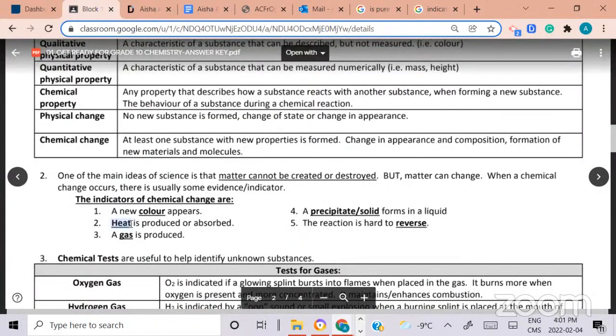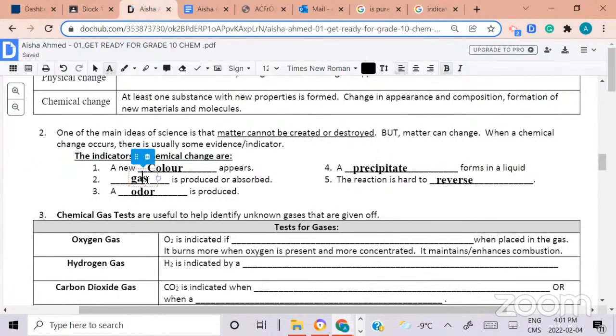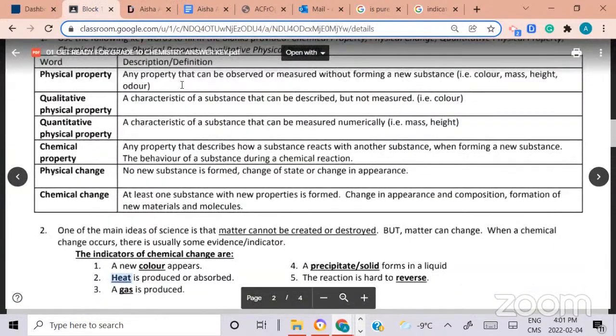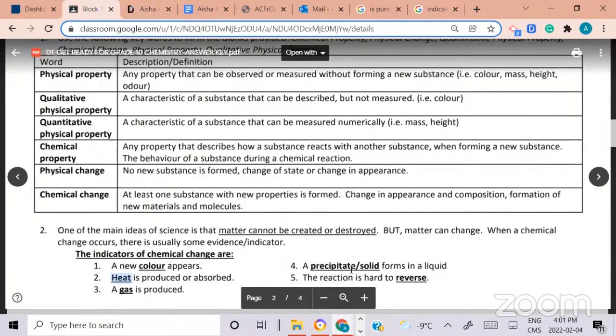Heat is produced or absorbed. Oh, yeah, it had to do with temperature. So that's heat. And I think it said a gas is produced. Yeah, gas was right there. So change it back to gas. Or you wrote odor. Okay, it was gas. And then the other two, let's double check with the answers.